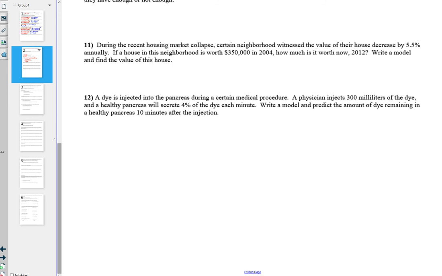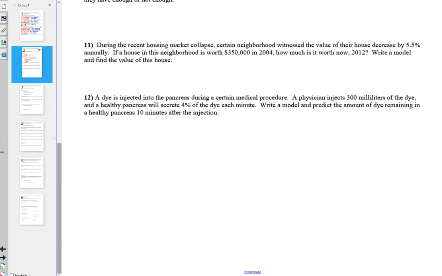A dye is injected into the pancreas during a certain medical procedure. A physician injects 300 milliliters of dye, and a healthy pancreas will secrete 4% of the dye. See, it doesn't make sense because when you secrete something, it means you let out. Or maybe because they're injecting it into the pancreas, and the pancreas is taking it out, that's what they mean by secreted. It's getting rid of 4% of the dye each minute. Write a model to predict the amount of dye remaining after 10 minutes.